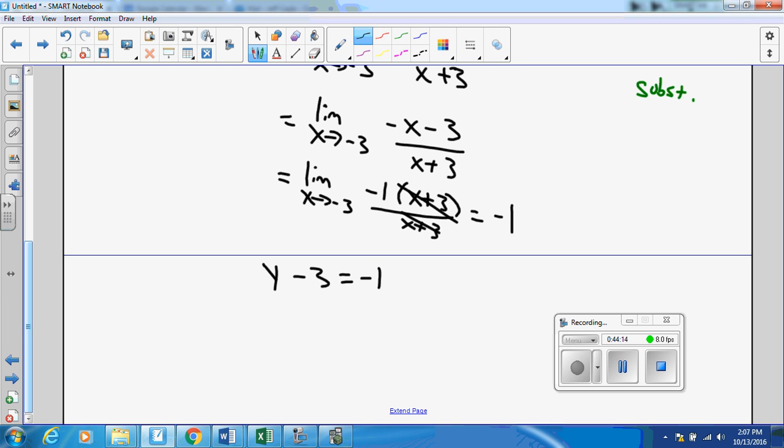So that we get y minus 3 equals negative 1 times x minus negative 3, which simplifies to y equals negative x. Does this make sense to everybody?